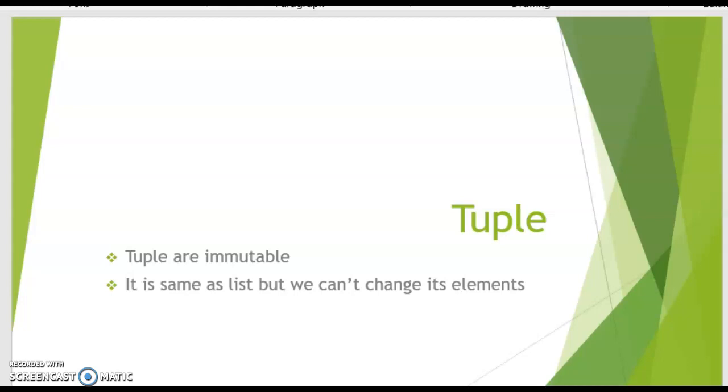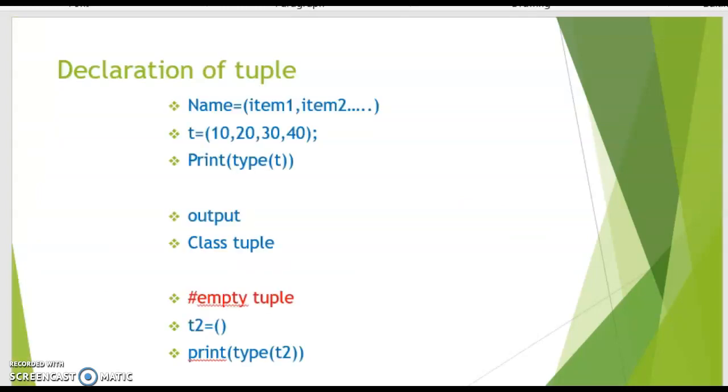Today's topic is tuple. Tuples are immutable. Immutable means we can't change the tuple elements once it is declared. Now let us see how to declare the tuple. A tuple can be assigned to a variable. Any name we can give as a variable name, and a list of items.